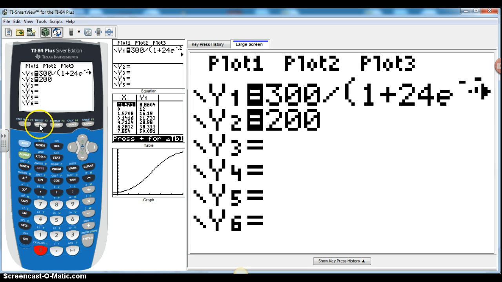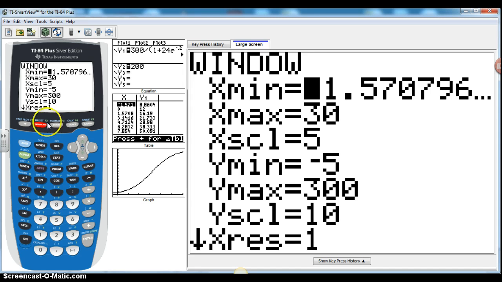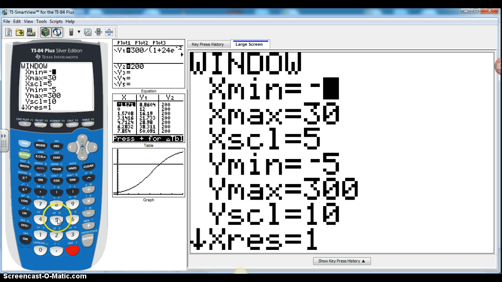Okay, before I do anything, I'm probably going to have to set my window. My x-min can be whatever it wants to be, so I'll just make it -5. My x-max, again, you can just kind of guess here, but I'm going to make it 30. And I'm going to count by 5s on the x-axis. My y-min, I made -5. And since I have a horizontal line at 200, I made my y-max 300 so that we could see it for sure. And I counted by 10s.